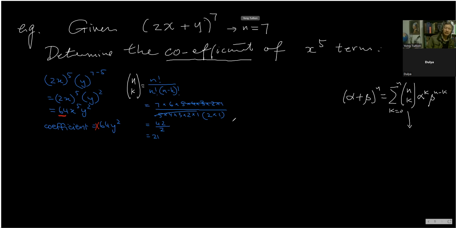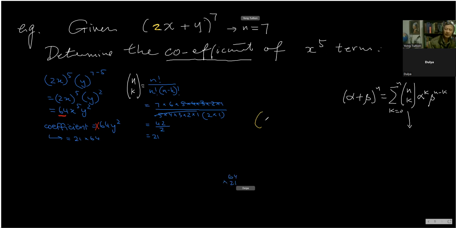So what is the coefficient now? 21. No. Do we have to multiply it by 64? Yes, that's right. That's why there is a trick here. The question is how to incorporate these two into your coefficient. Otherwise it's always 21.